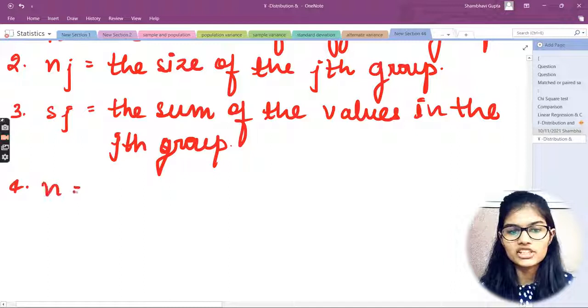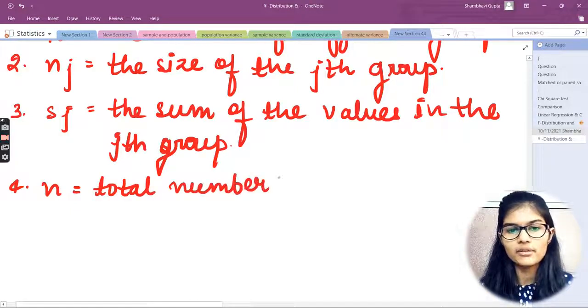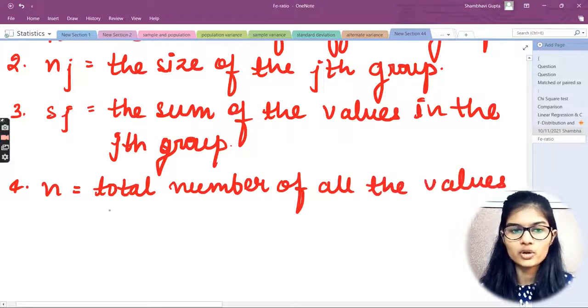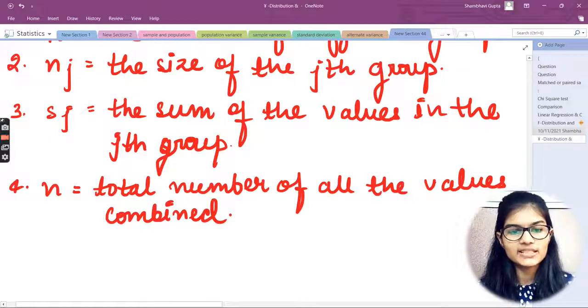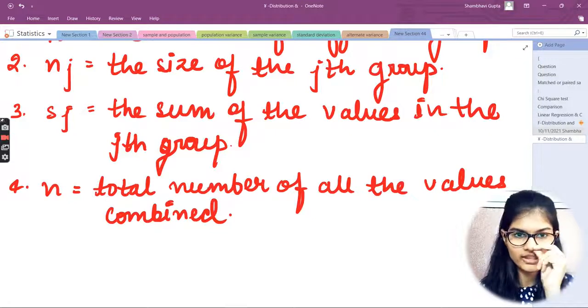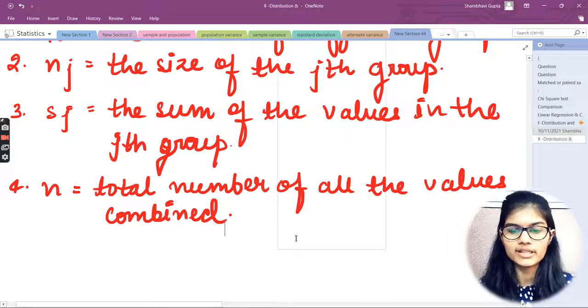Next, moving towards number 4, we have small n. What is that? It is the total number of all the values combined. So what is the small n? Small n is the total number of all the values combined. Fine. We could just as well say it is the total sample size, that is sigma of n of j. Okay, right.